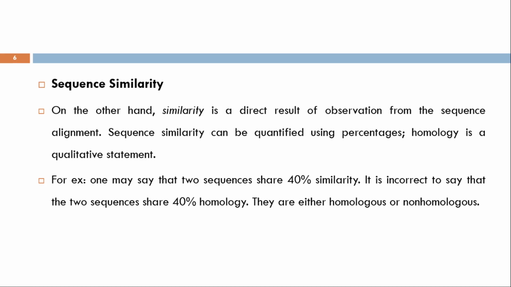So, for example, one may say that two sequences share 40% similarity. Two protein sequences are 40% similar. It is incorrect to say that two sequences share 40% homology. We can't say that if two sequences are sharing 40% similarity, they are homologous sequences. No, we can't say that. There is a certain rule. If you follow that rule, then no matter how much percent similarity two protein sequences are sharing, you can say whether they are homologous or non-homologous. So let's see those rules, on which ground we can say that two protein sequences are homologous or not homologous.